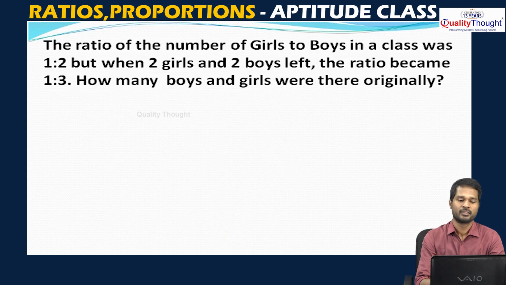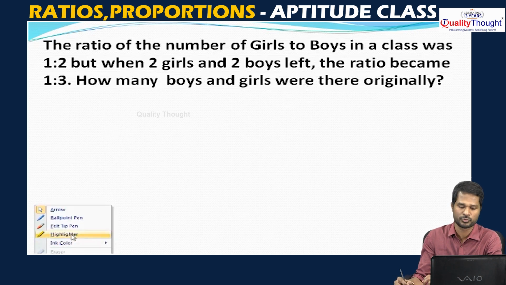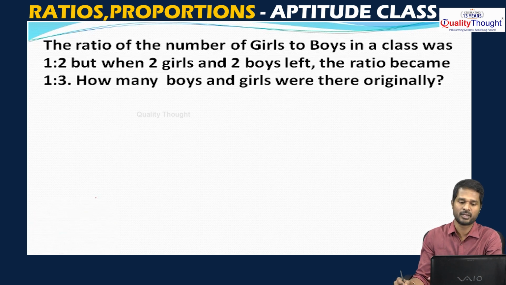See the question. The ratio of the number of girls to boys in a class was 1:2. So there were girls and boys in a class, and the number of girls and boys he has given is 1:2. But when 2 girls and 2 boys left, the ratio became 1:3. So the question is, how many boys and girls were there originally?